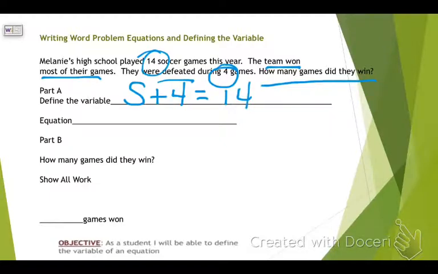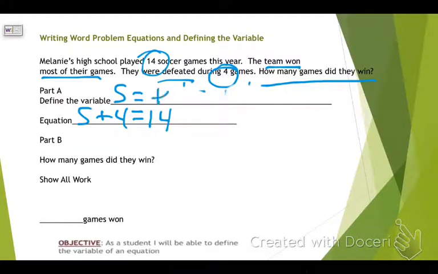You know what? I stuck it in the wrong place, didn't I? Hey, come on, coach. What you doing? Get it right. All right, I'm sorry, kids. So we got S added to 4 equals 14. And S is equal to the total games won.